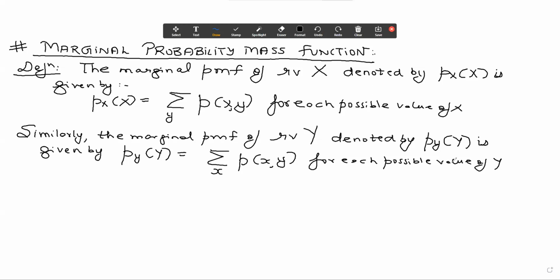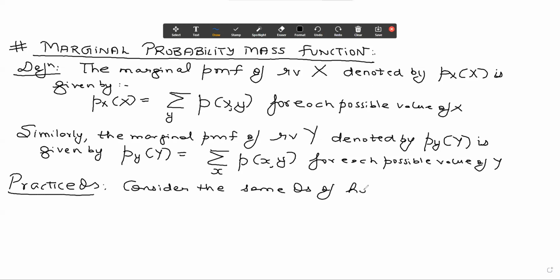Now again, let's do the practice question on this. So guys, consider the same example as above. Consider the same question of homeowners policy and automobile policy which we just did.